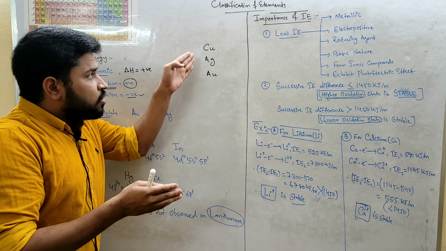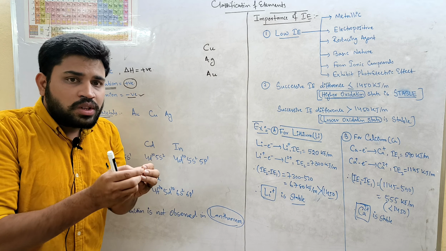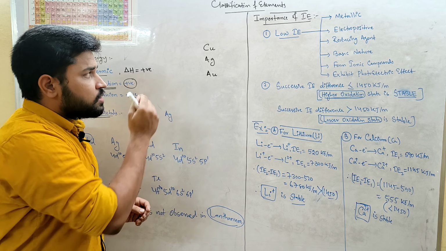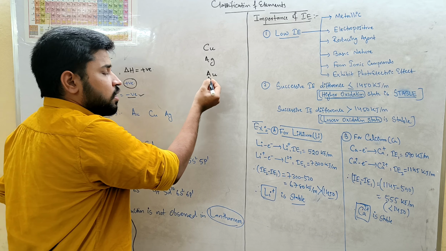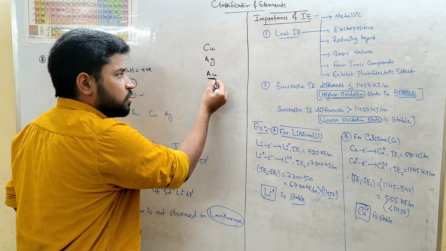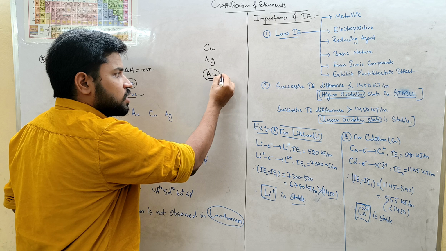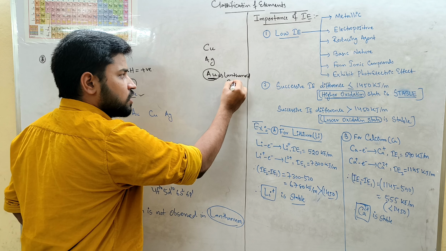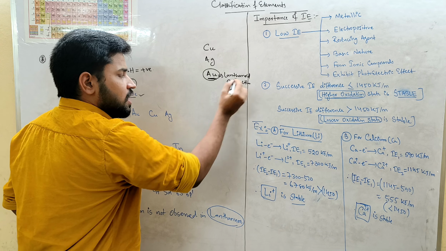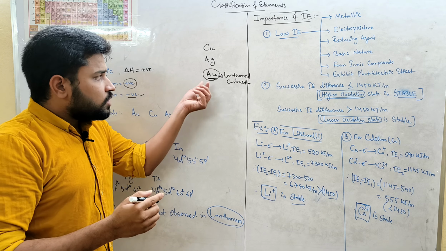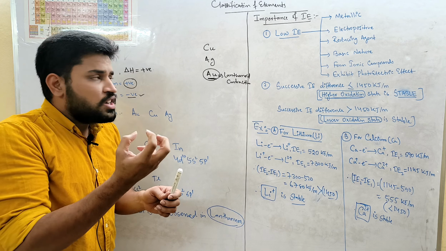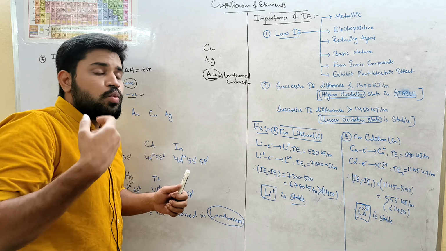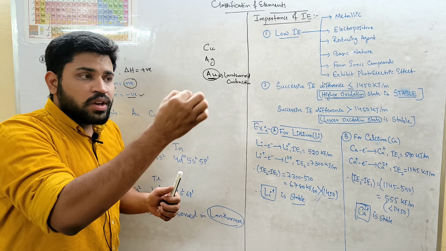While going down the group, we should know that ionization energy values are going to decrease. But when it comes to gold, it is experiencing what? Lanthanoid contraction, as we discussed yesterday. Due to the poor screening effect, its atomic radius is decreasing, and it needs more energy to remove an electron.